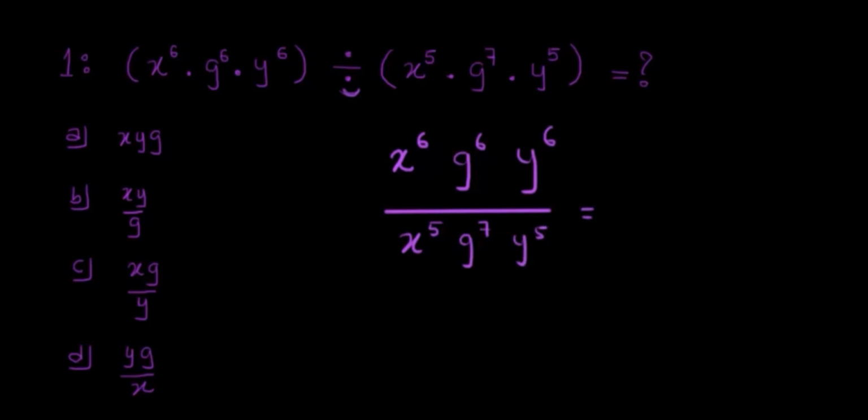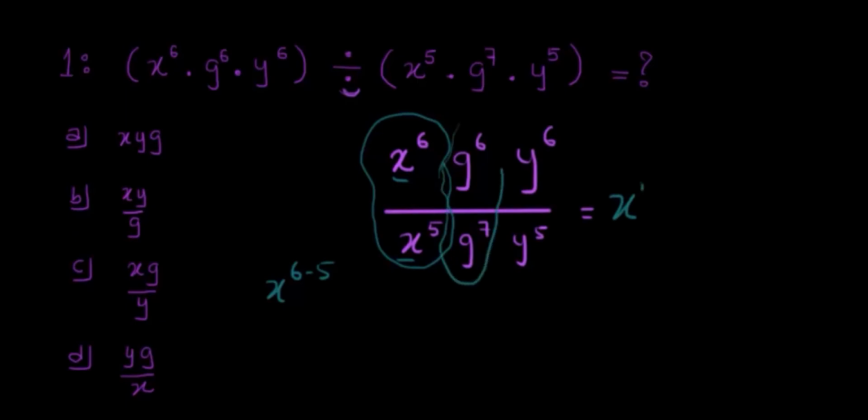Now, what I would do is, remember, I'm only allowed to work with powers if I have the same base. I have the same base over here, so I'll work with them together. Because 2 bases are being divided by each other, I subtract the powers. That gives me x to the power 1. Then I work with the second base, which is g and g. Am I right? It's g to the power 6 minus 7. That gives me a negative 1.